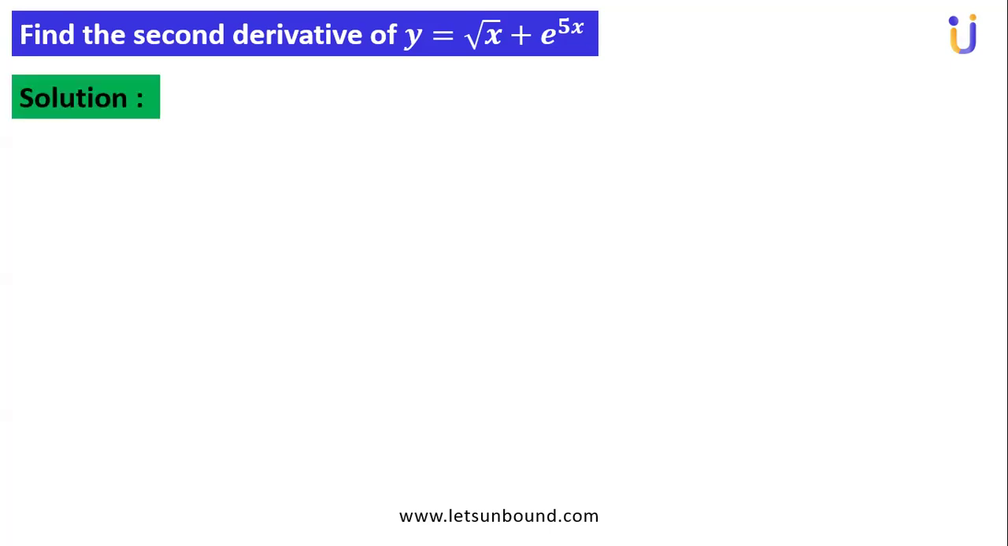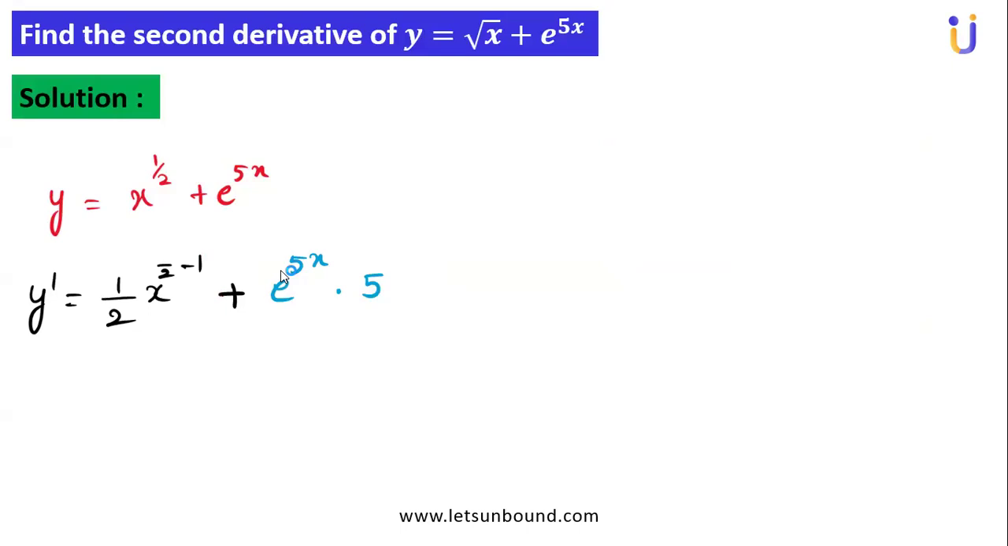So first do that. y is equal to root x plus e power 5x. Square root x is x power half plus e power 5x, and differentiate it. Apply the power rule. It's just a sum, so no worries, right? Half x power half minus 1, and e power 5x into 5. Make sure wherever you need to apply chain rule, do that. And simplifying this, we got y dash.